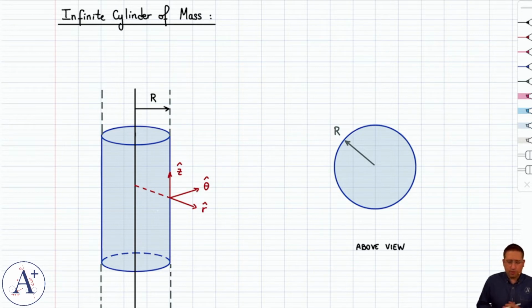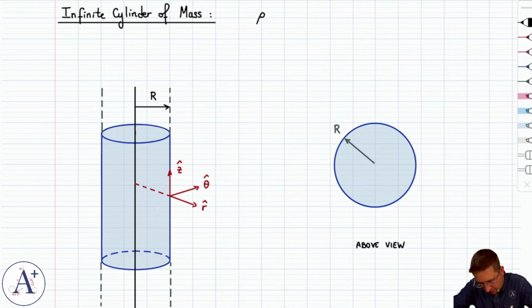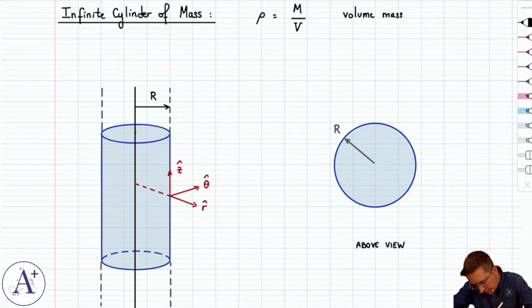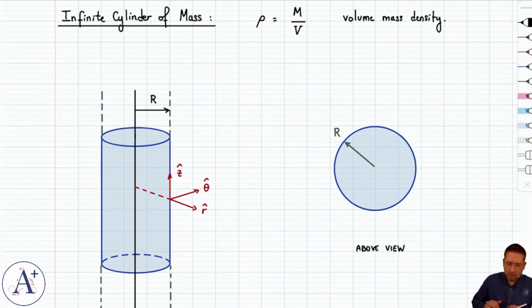First things first, we need to discuss, or in some way represent, how the mass is being distributed in this problem. Certainly it's an infinite cylinder, but the point is it's a cylinder, so it has a certain volume. It's an object that has mass. And so we want to introduce the volume mass density, also just called mass density sometimes, rho, which is mass over volume, and describes the fact that the mass is distributed over a volume here. So rho is constant, but we'll see why it's important to have rho in this problem.